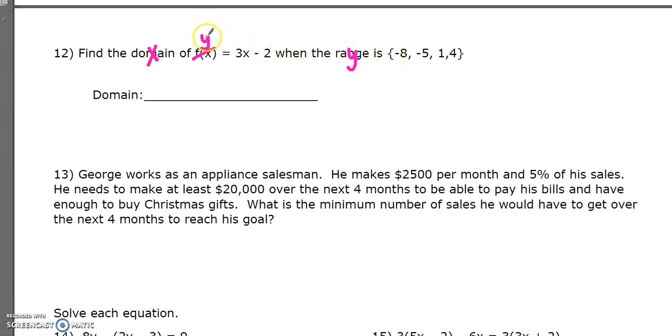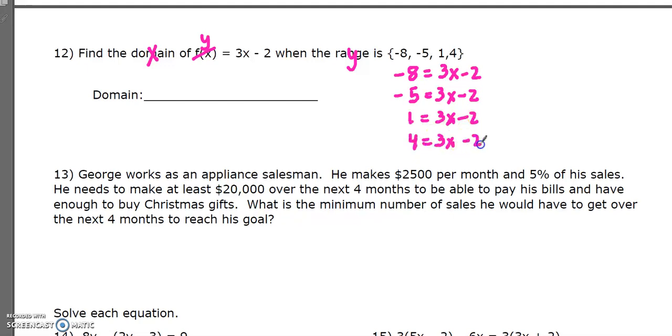If we replace our y with each one of these numbers, I should be able to solve for the x. So that means my first equation would be -8 equals 3x minus 2. Then my next one would be -5 equals 3x minus 2. Then I'd have a positive 1 equals 3x minus 2. And then I'd have 4 equals 3x minus 2. Now I could put all of those individually into solve and solve them. I could solve them by hand, or we could do this on the calculator.